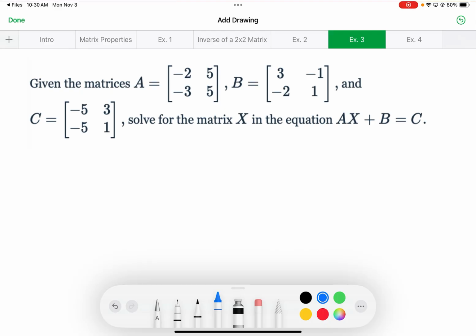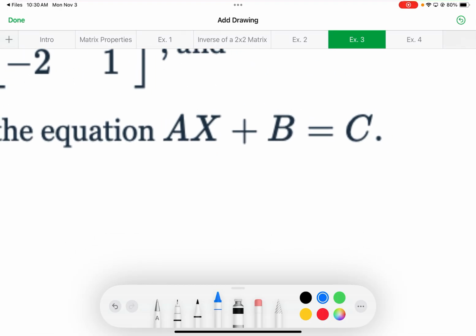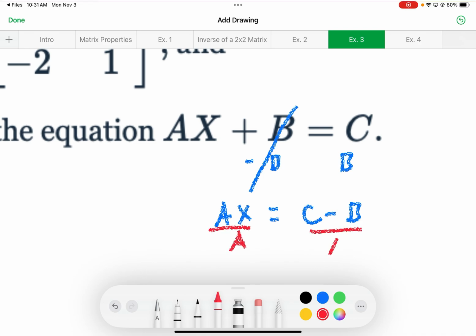Okay, so think if we were just solving this algebraically and there were no matrices involved, I would be subtracting B from both sides. All right, and then I would divide both sides by A, right? Okay, now think about that though. Have we talked about division with matrices?